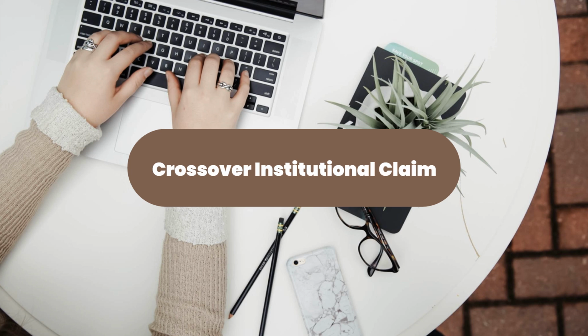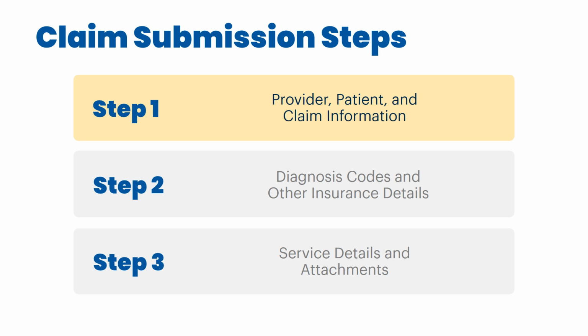This next section will illustrate any steps to submit an institutional crossover claim that differ from those in the previous section, which showed how to submit a basic claim. Crossover claims are submitted when Medicare has made a payment on a claim or they have left a certain amount to patient responsibility, such as coinsurance, copay, or deductible.